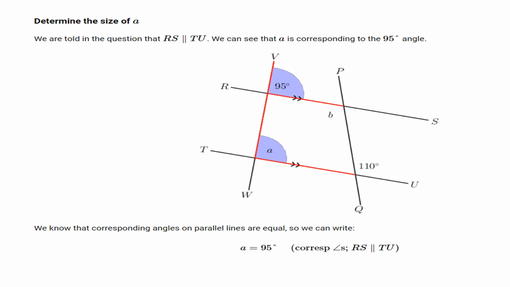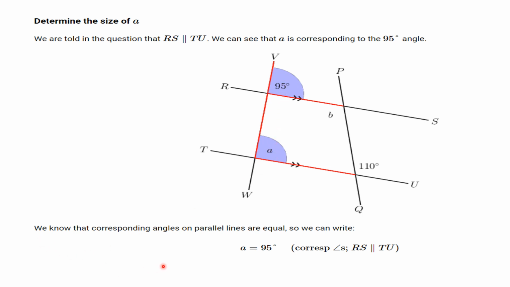Now, let's check how we are going to determine the size of A. As you can see on my diagram, I have highlighted the two angles A and 95. What kind of angles are those? As we are told in the question, RS is parallel to TU. Now we can see that A is corresponding to 95, as you can see by the color here.